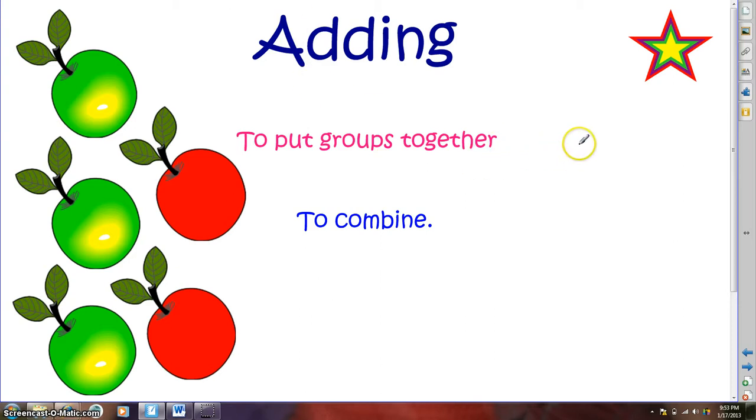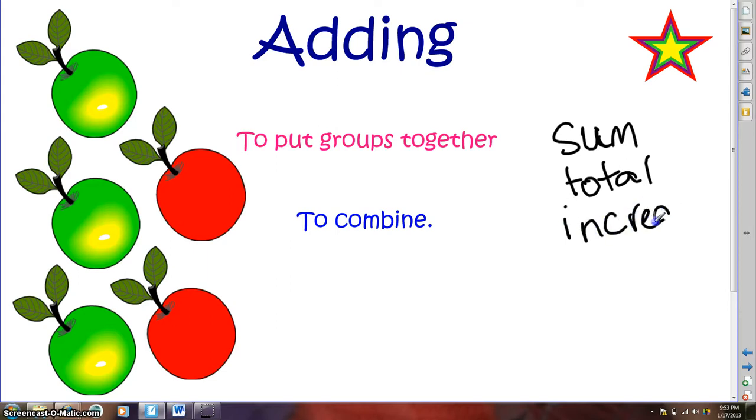Some words that you might see that mean adding: sum, total, increase, but anytime the idea is that we are putting together 2 sets of things, that means that we're going to add.